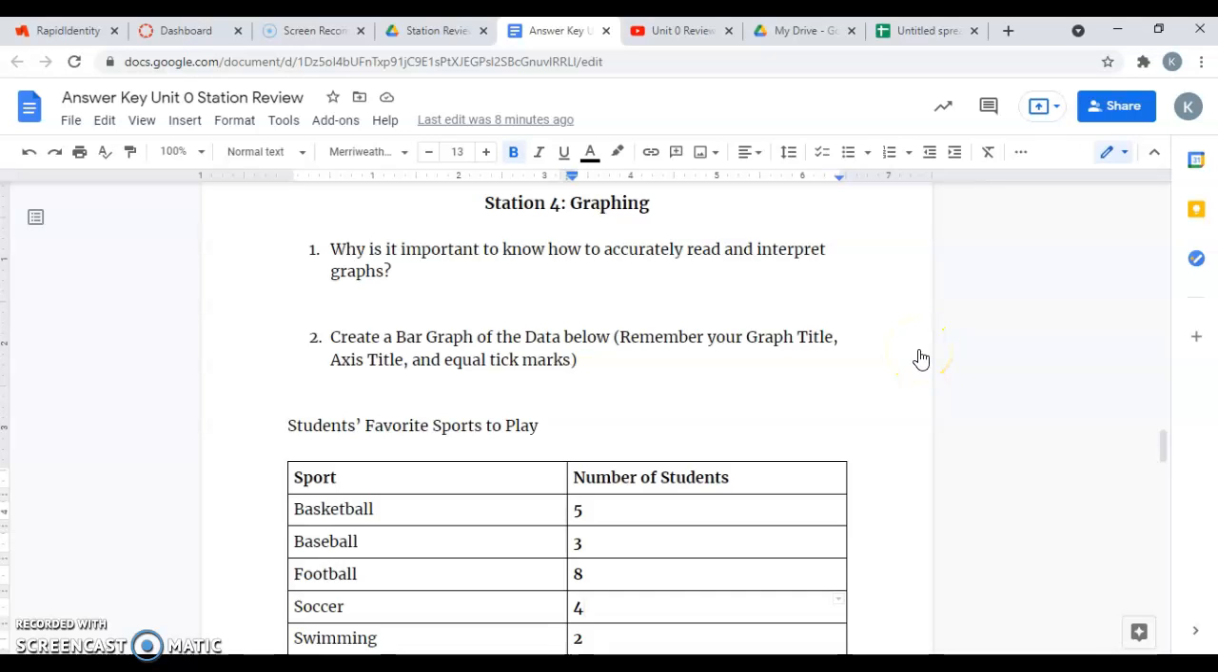Alrighty guys, let's go ahead and do stations 4, 5, and 6 so that you have the correct answers to study for your test. So number 1 says, why is it important to know how to accurately read and interpret graphs? Well, there's a couple reasons.